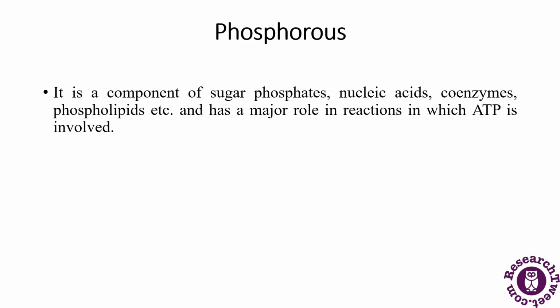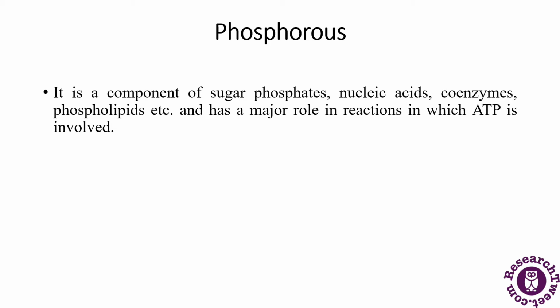Then next comes phosphorus. It is a component of sugar phosphates, nucleic acids, coenzymes, phospholipids, and they have a major role in reactions in which ATP is involved. So they are involved in ATP production, or the energy generation of the plants. If any of these is absent in the plant, it will lead to retardation or to the death of the plant. Any of these essential elements present in a large amount, if absent, will affect the growth and development of the plant.